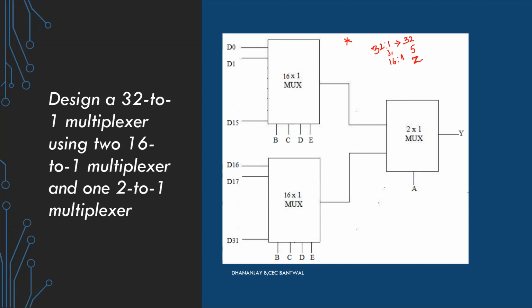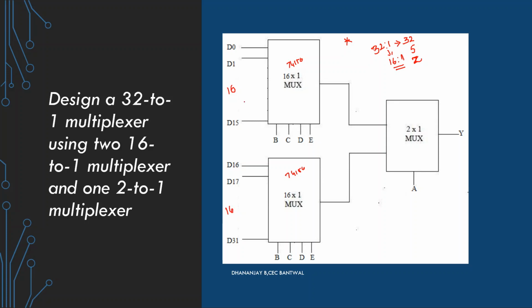So 32 inputs are given to two 16:1 multiplexers. They have taken two 16:1 muxes. So this is one 16:1 mux, maybe I can say this is 74150. This is also 74150. D0 to D15, 16 inputs, are given to one of the 16:1 muxes, and the remaining 16 inputs are given to one more 16:1 mux.